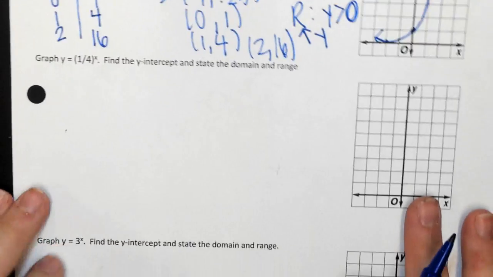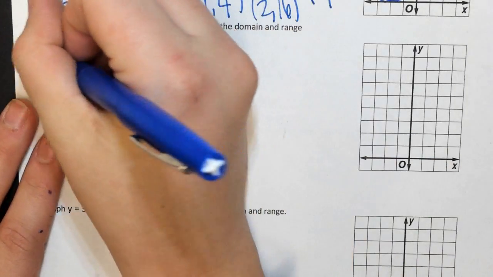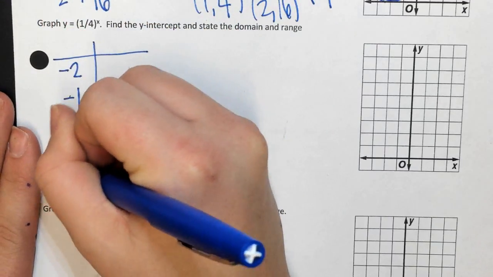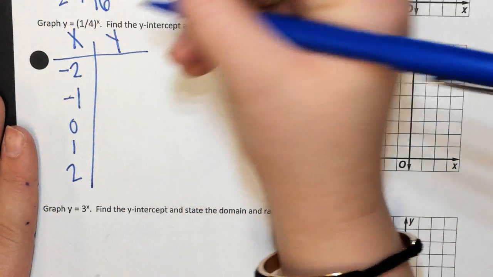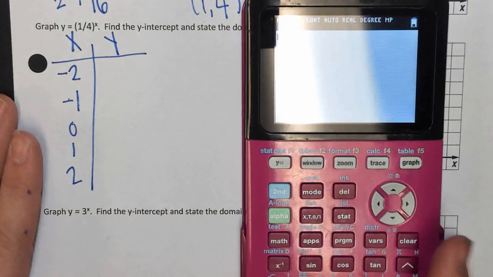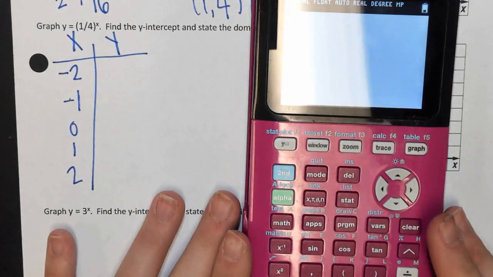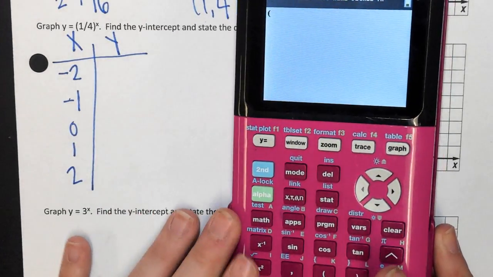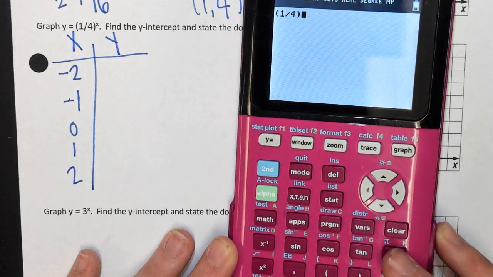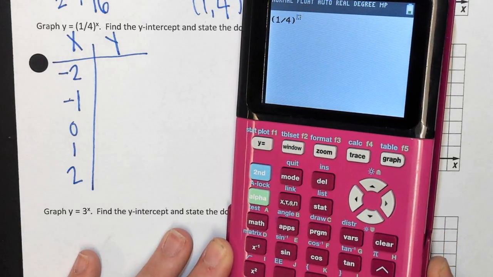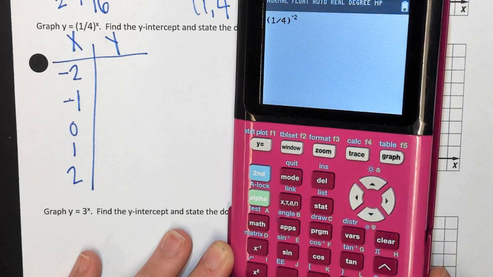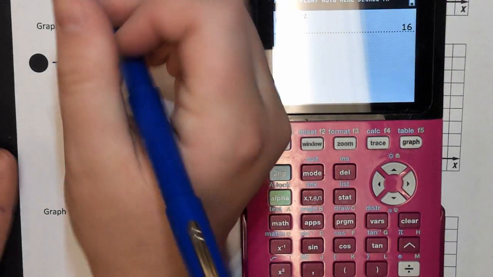All right, let's try the next one. First thing we're going to do is draw our graph. You don't have to use my numbers, but I'm using -2, -1, 0, 1, and 2. Here's your x. Here's your y. This time, we're plugging into 1 divided by 4. If you're using your calculator, open your parentheses, 1 divided by 4, close your parentheses, and raise it, use your caret, -2. 1/4 raised to the -2 is 16.